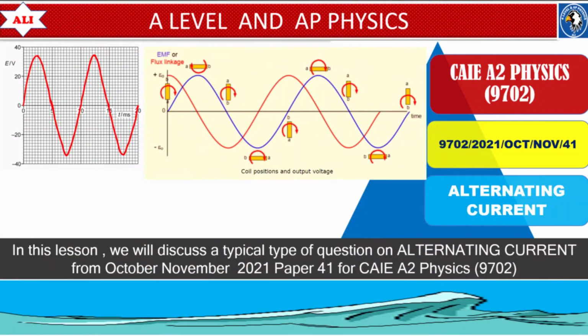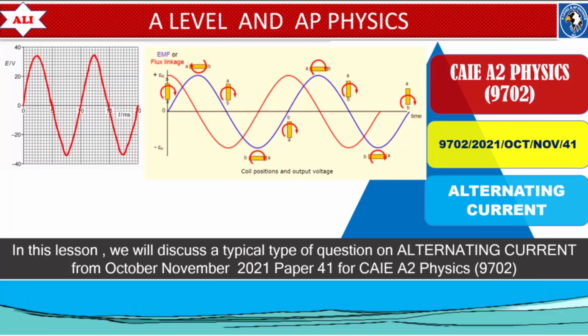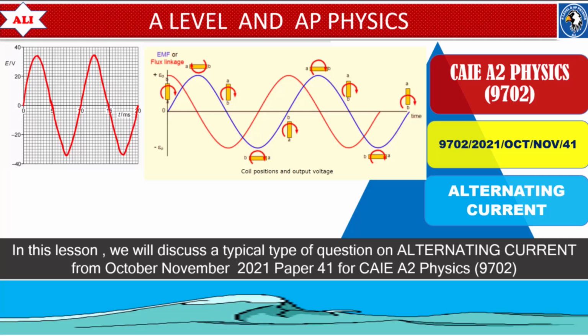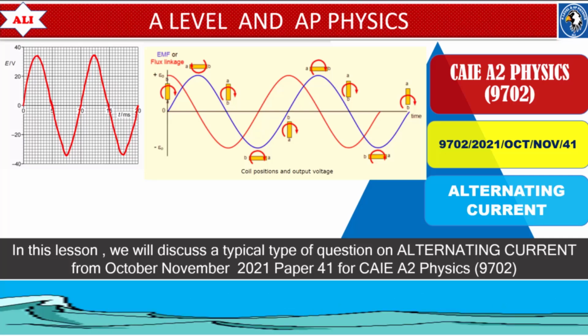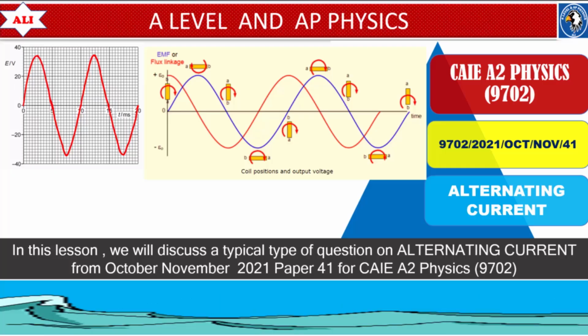Welcome to A-Level and AP Physics. In today's lesson, we will discuss a typical type of question on alternating current from October-November 2021, Paper 4, Variant 1. In this lesson, we will discuss what is meant by the RMS value of an alternating voltage. We will also discuss the effect of rotation on EMF value. Then we will also sketch a graph between EMF and time.